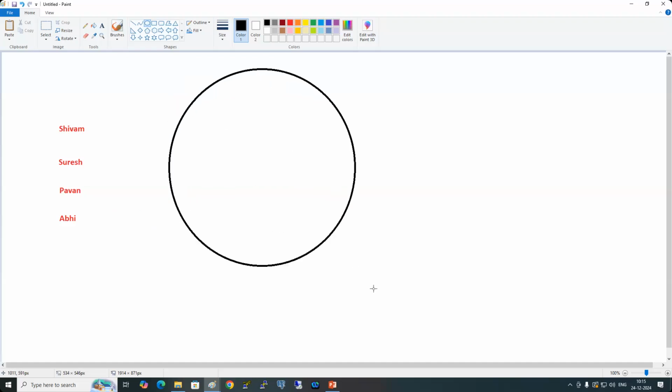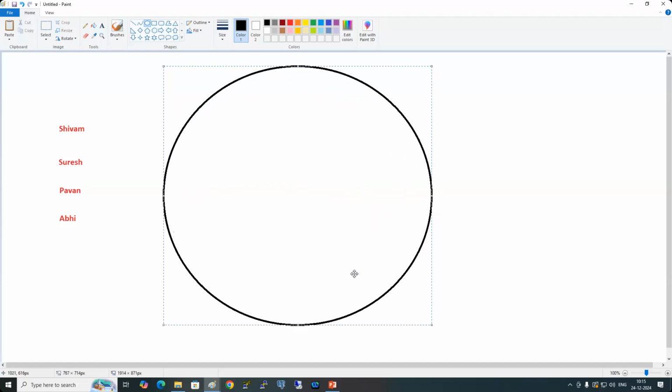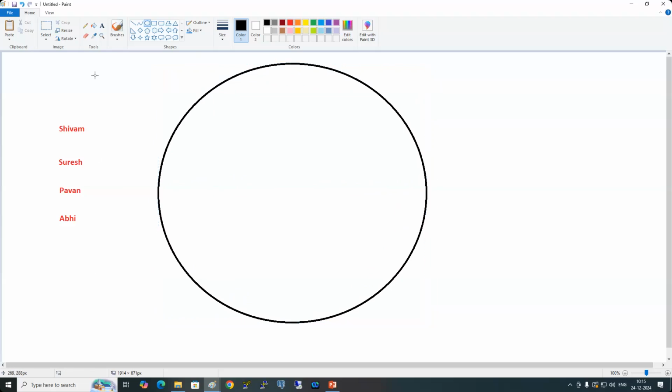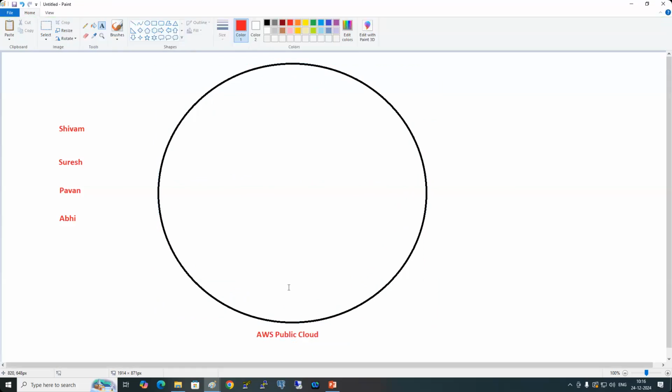So this is the AWS cloud. AWS is a public cloud, not a private cloud. Tell me honestly, whenever you go to the public, you will also become public or not? Recently it happened. Whenever you go to the public, you will also become public. Now, AWS is a public cloud.